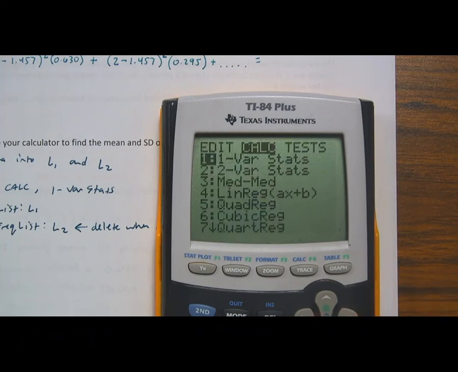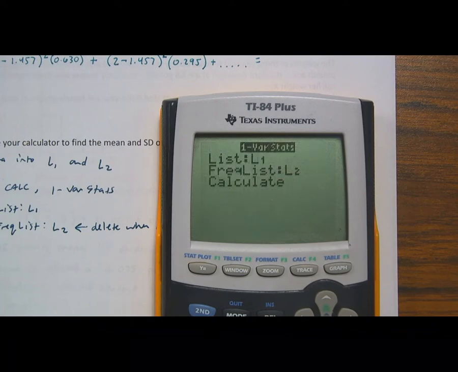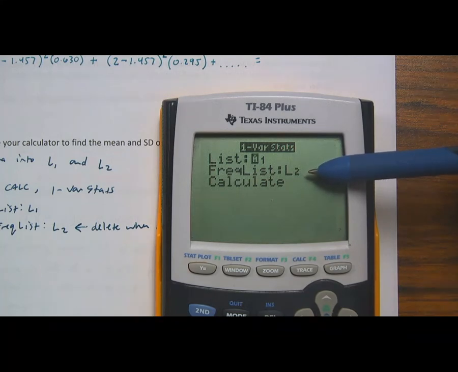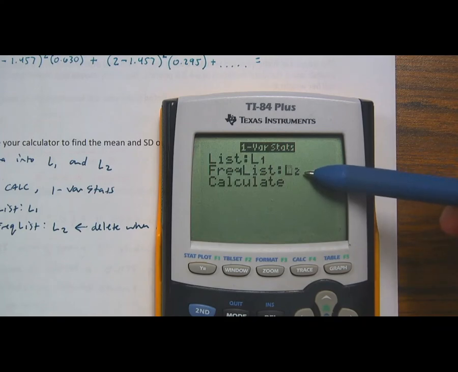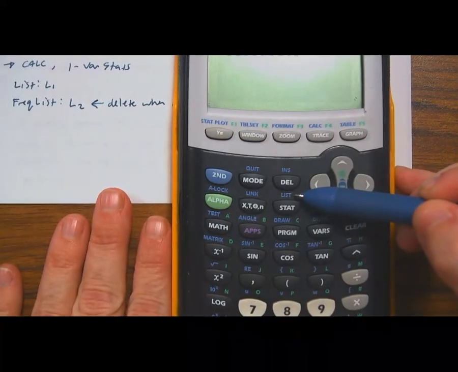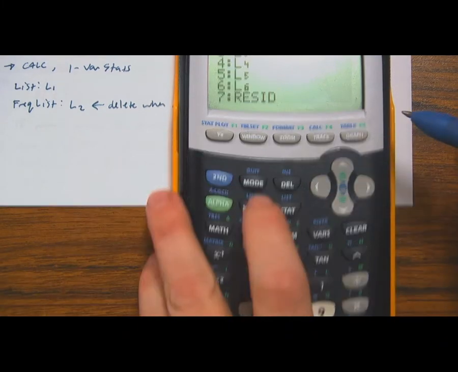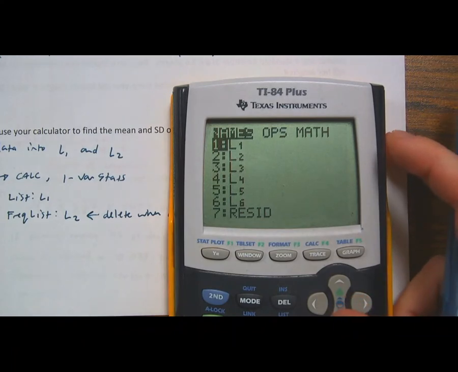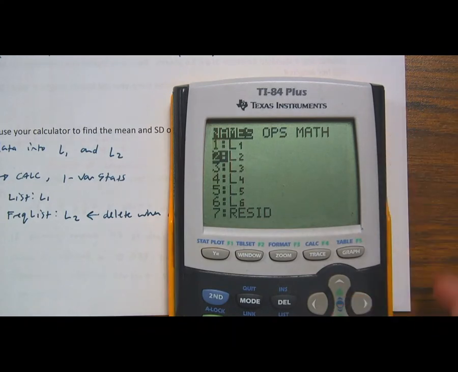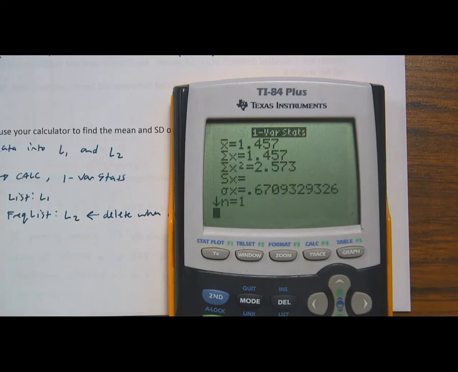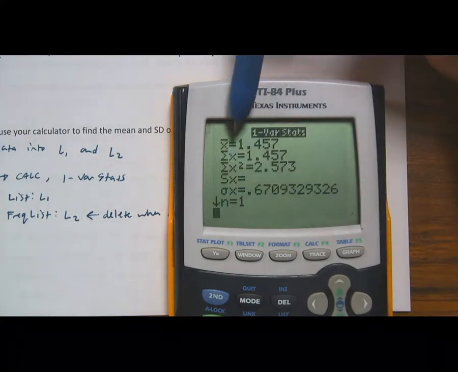calc. We've done the one variable statistics before, but this time, before we didn't have this list 2 here, but now we need to make sure that there's a list 2 there. So if you don't have a list 2 sitting right there, here's how you get it. The word list is in blue right above the stat button, so hit second stat. Anytime you want to swap a list out for another one, this is how you do it. Just hit second stat and make sure list 2 is your frequency list. That's it. Enter, enter, and check it out.